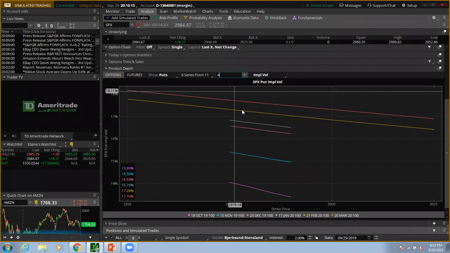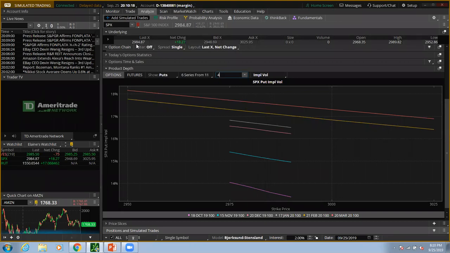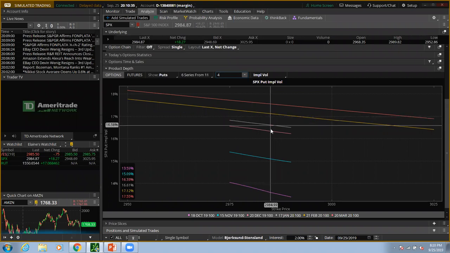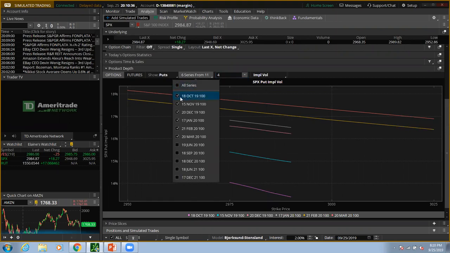So we're getting 4 strikes right around where SPX is trading, and SPX closed at 29.84 today. It's right around in there. It'd be nice to be able to put a price slice there, but it doesn't have that feature. Just remember that vertical line there. What I've done here is go into the different options. These are your monthlies, your different option series, October, November, December, moving on out in time.